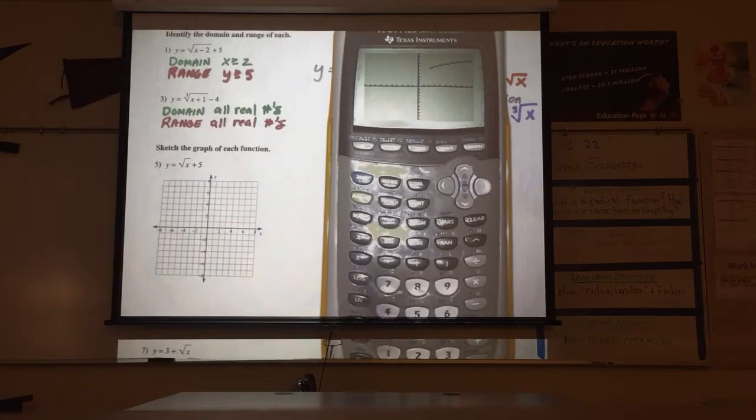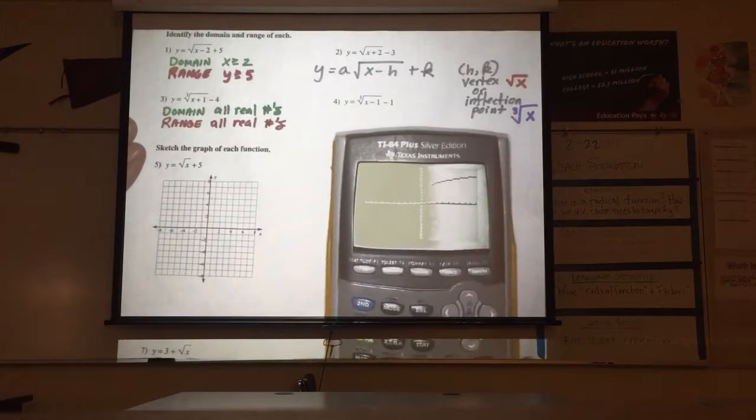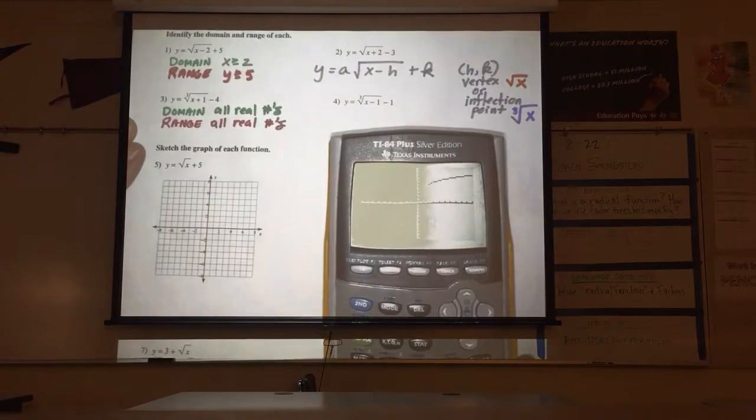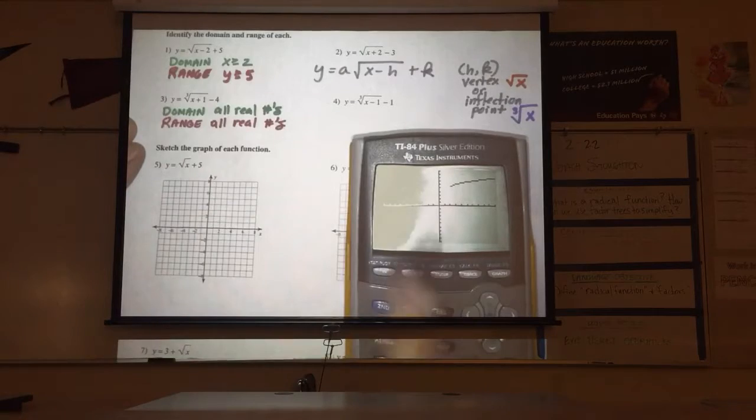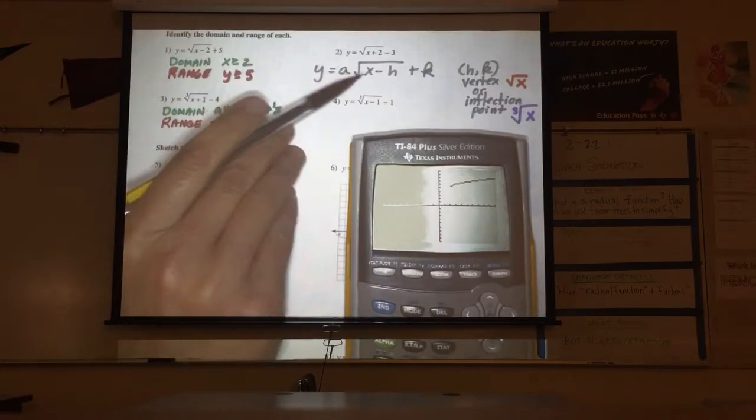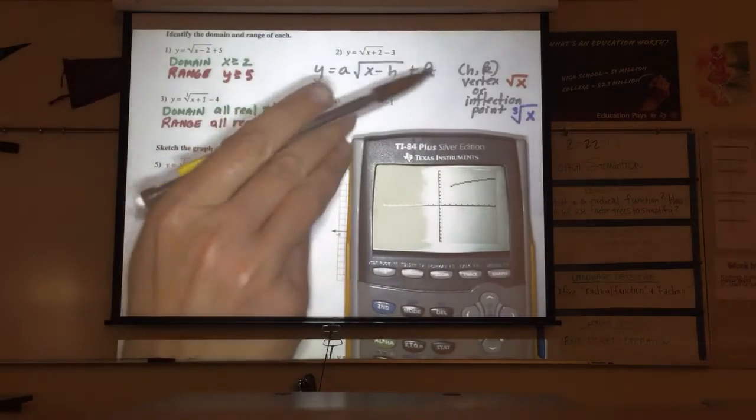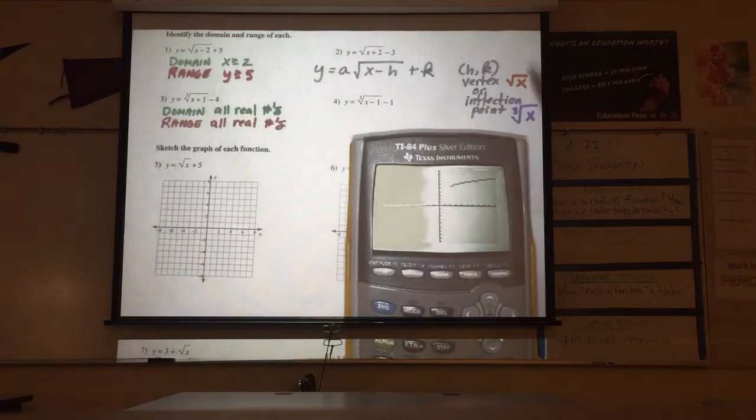And as you can see, we talked about HK form. HK form of a radical function is a times the radical of x minus h, plus k. And in a radical function, the point hk tells you two different things. In a square root, it tells you the vertex or starting point. We can call it a vertex, but it's technically the starting point of the function.